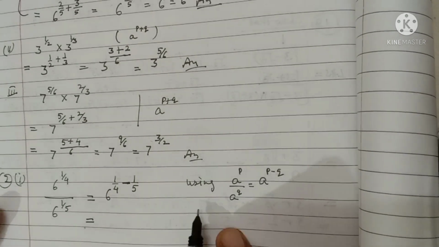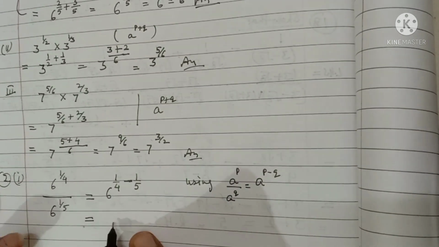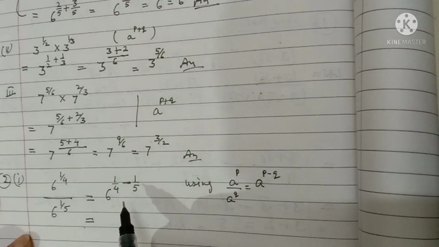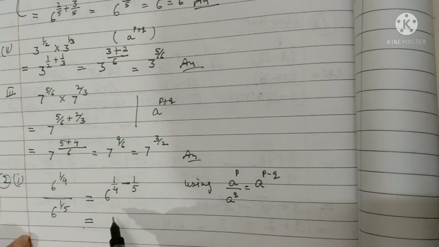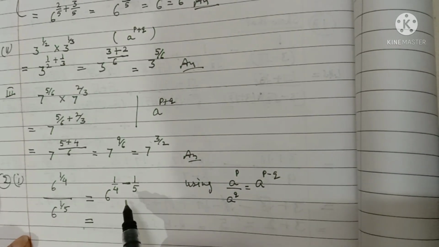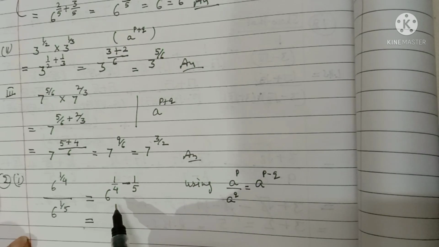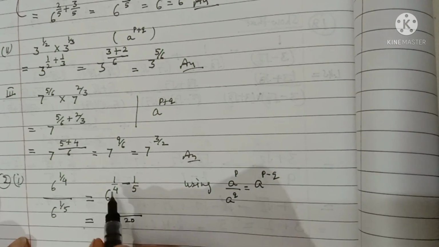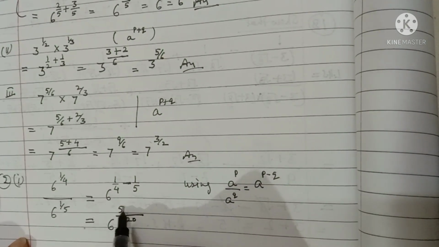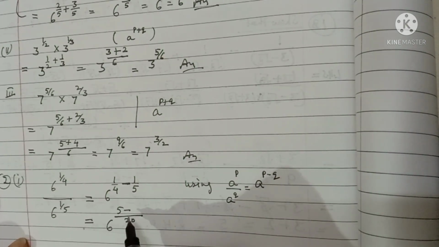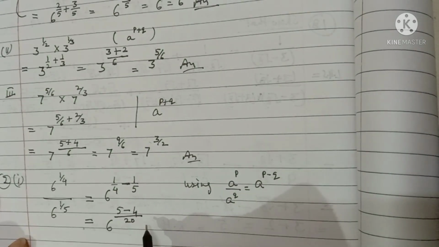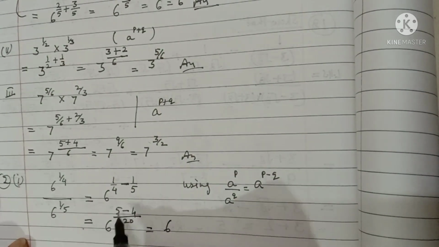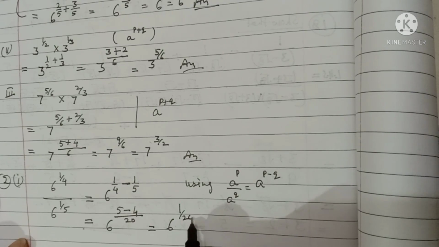Now the second part is 1 upon 4 and 1 upon 5. 6 to the power of, 4 5s are 20 will be LCM. 4 5s are 20, 5 5s are 25 minus 5 4s are 20. So 5 minus 4 is 1. This becomes 6 to the power of 1 upon 20.